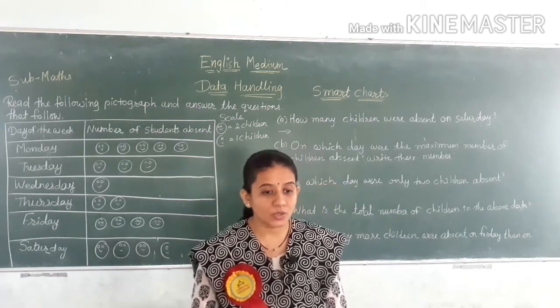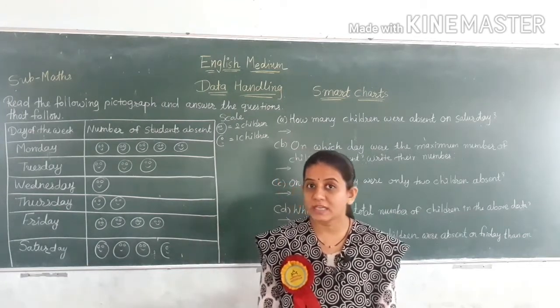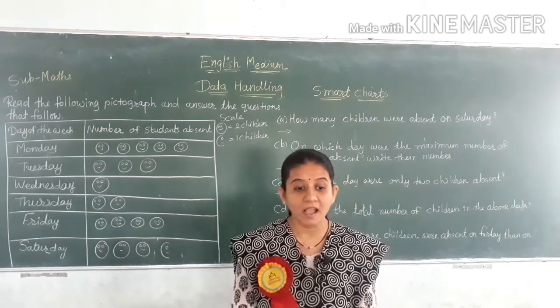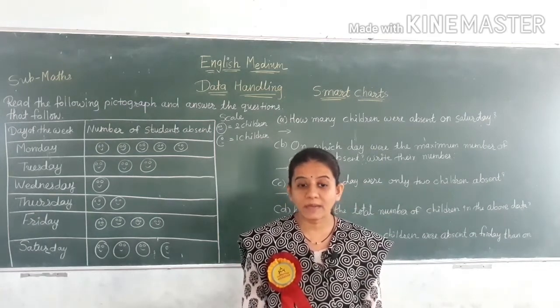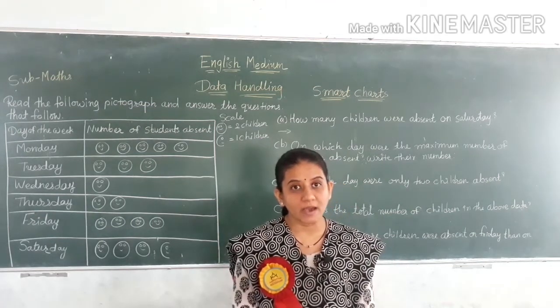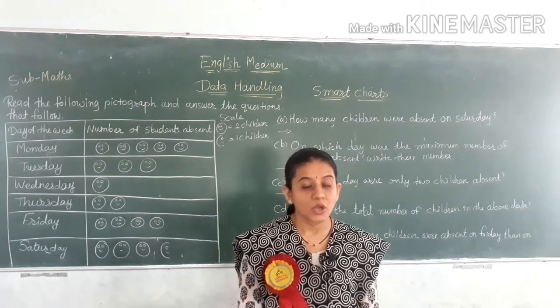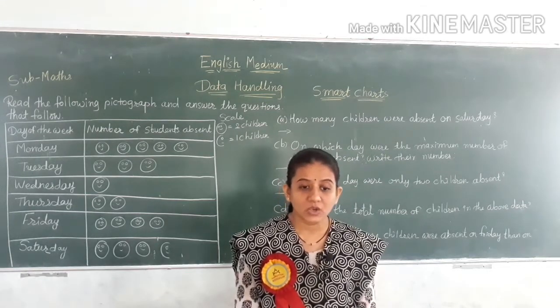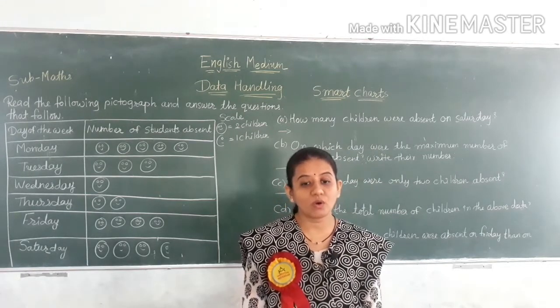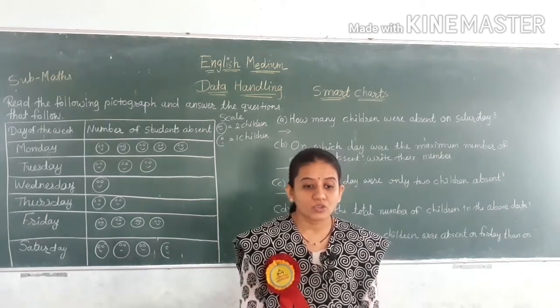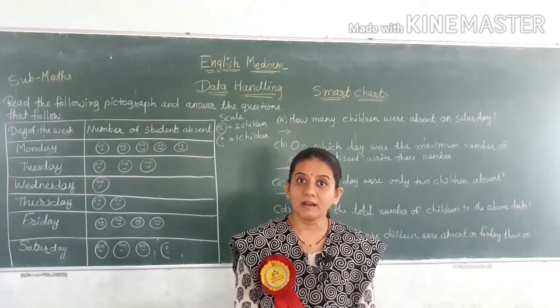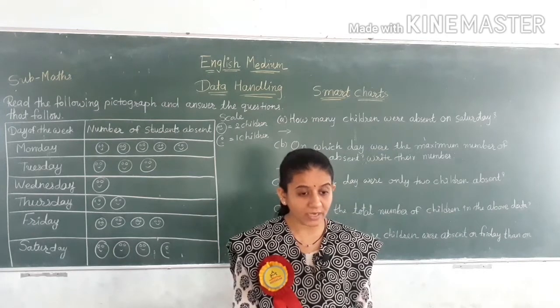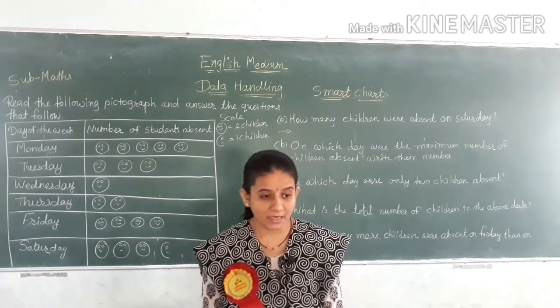Data can also be represented by using tally marks, which are vertical lines drawn for each observation. For the fifth observation, a line is drawn across the 4 vertical lines. So, pictograph and tally marks.